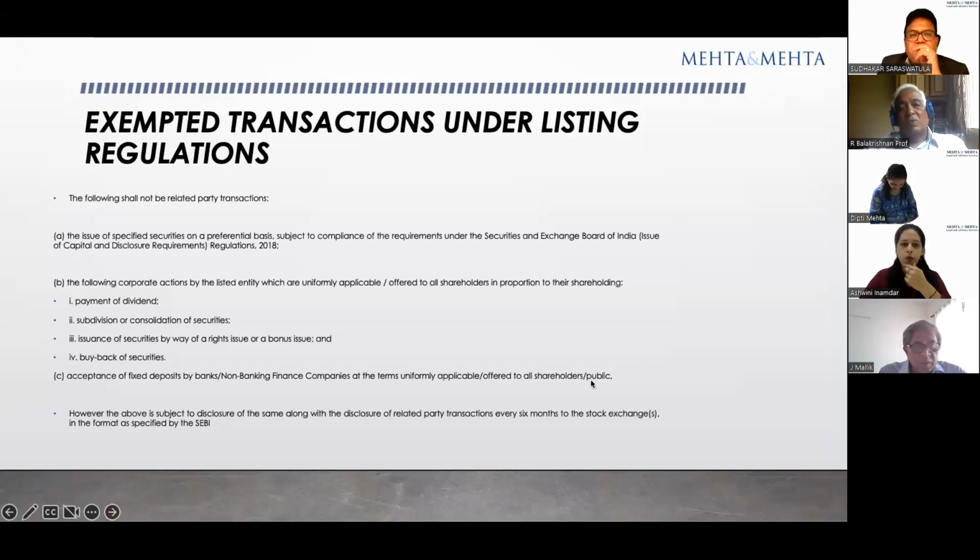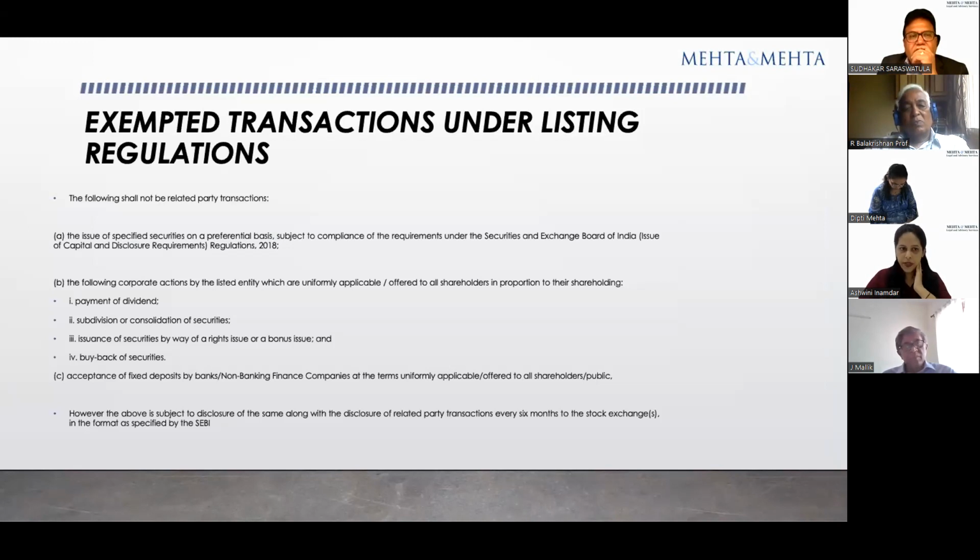So we have spoken about the amendments that have happened. Now the exempted transactions under the listing regulations: the following shall not be considered to be related party transactions. The issue of securities on a preferential basis subject to compliance under SEBI ICDR regulations.